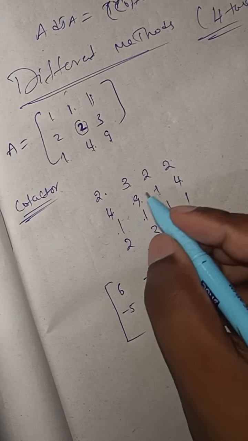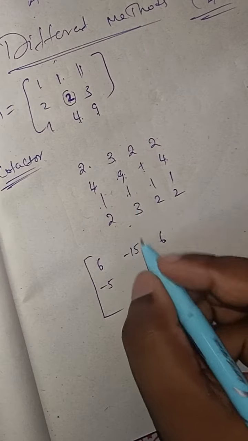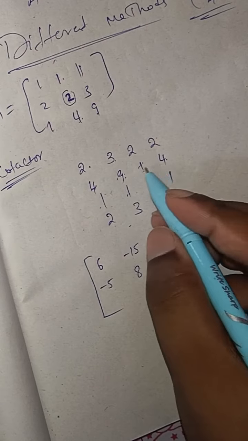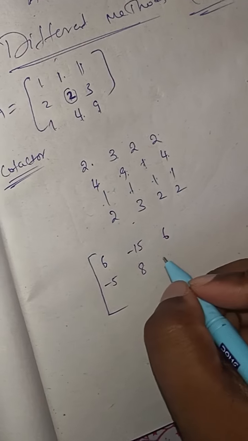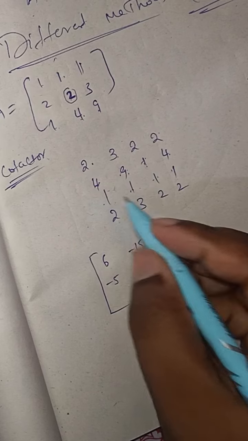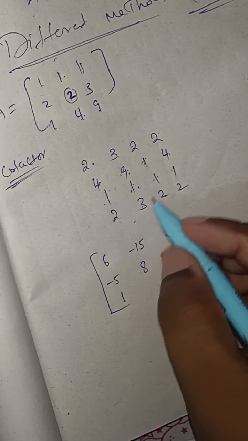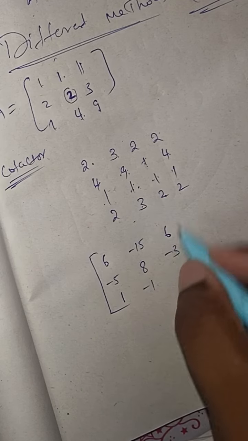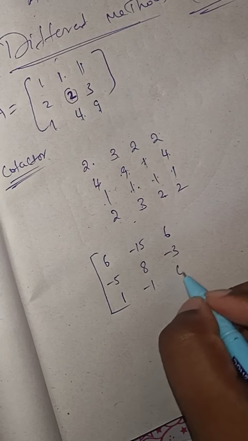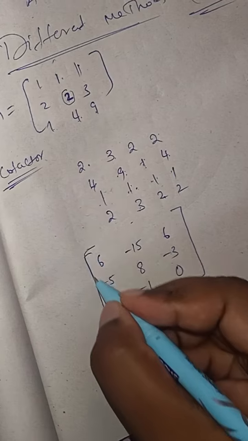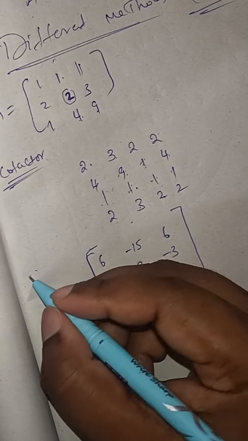9 minus 5. 9 1s are 9, 1 1s are 1, 9 minus 1 is 8. 1 1s are 1, 4 1s are 4, 1 minus 4 is minus 3. 1 3s are 3, 2 1s are 2, 3 minus 2 is 1. 1 2s are 2 minus 3 is minus 1. 1 2s are 2 minus 2 is 0. This is the cofactor matrix.